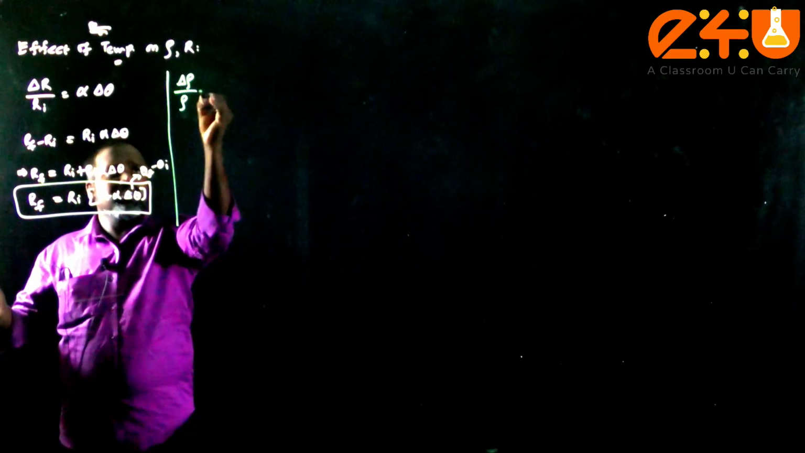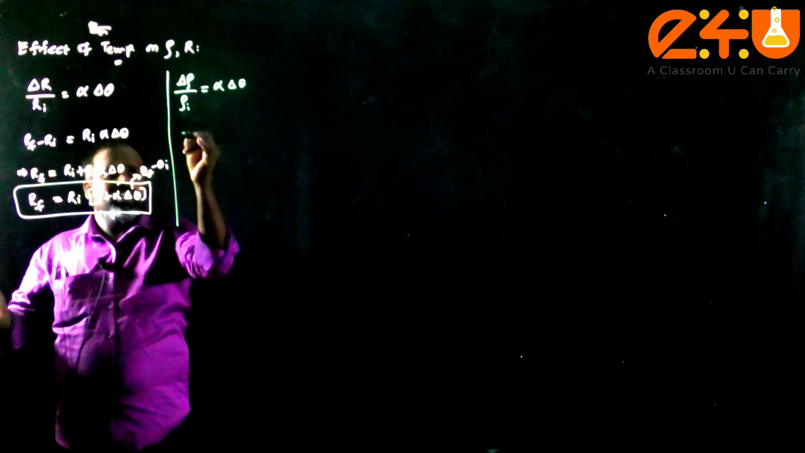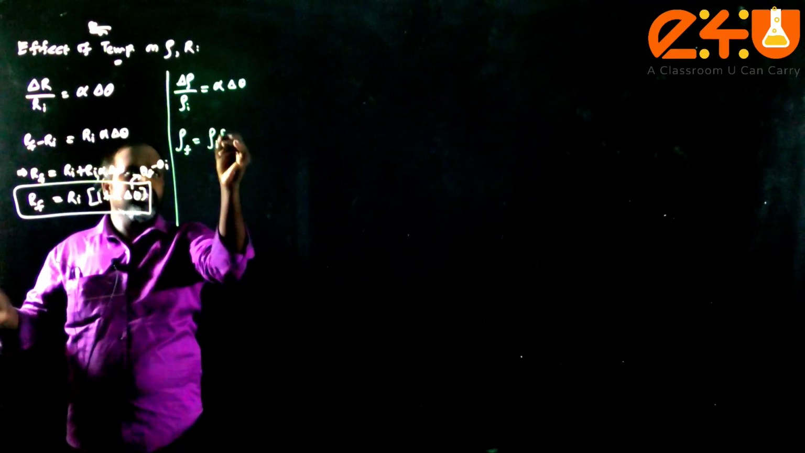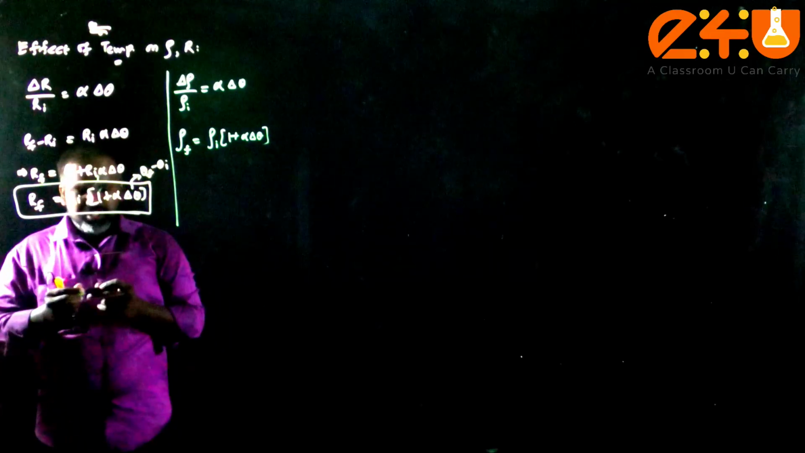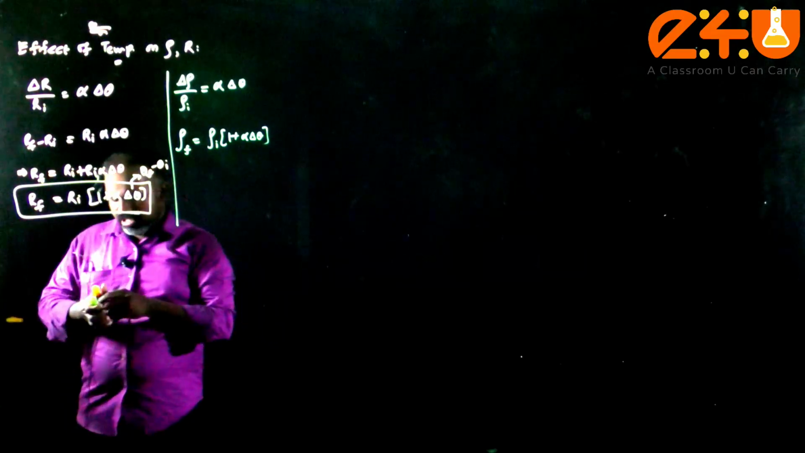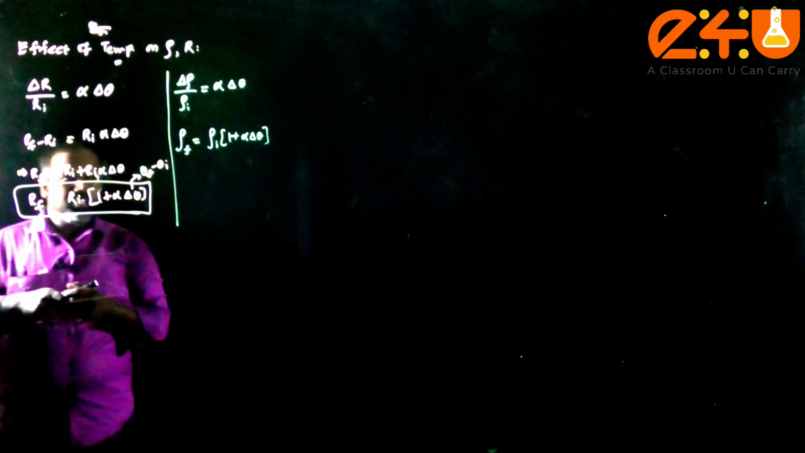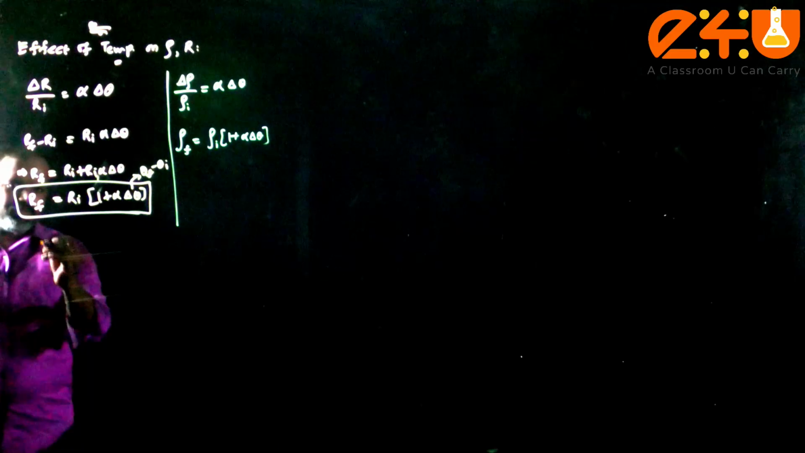The fractional change in resistivity is equal to alpha into delta theta. In the same manner, I can write that rho final is equal to rho initial into 1 plus alpha into delta theta. So this is the variation of resistance and resistivity with respect to temperature. Now there are three graphs which we will study, important from your examination point of view.